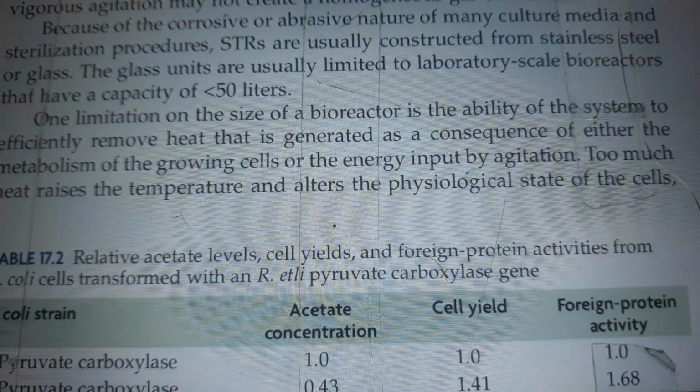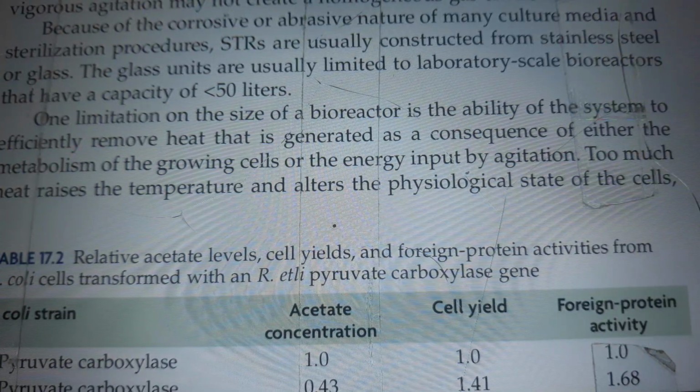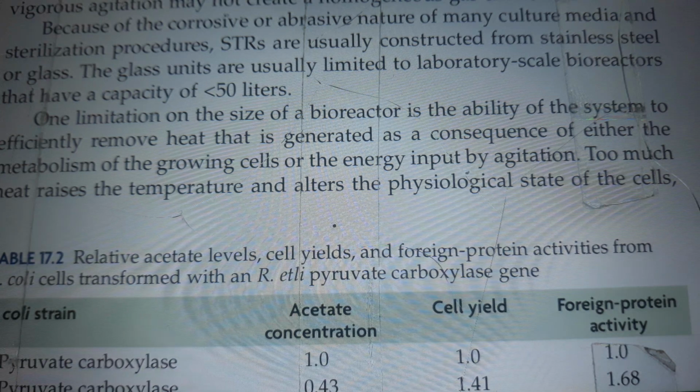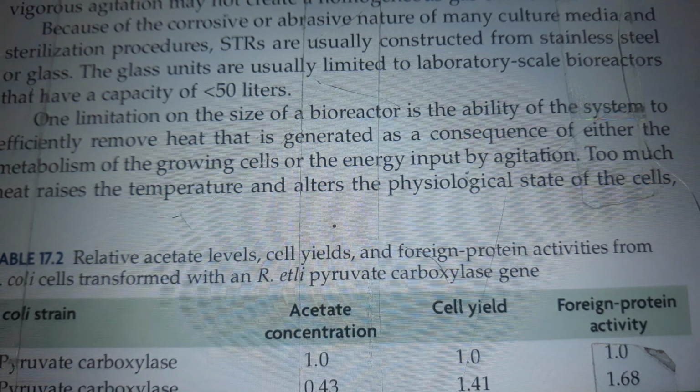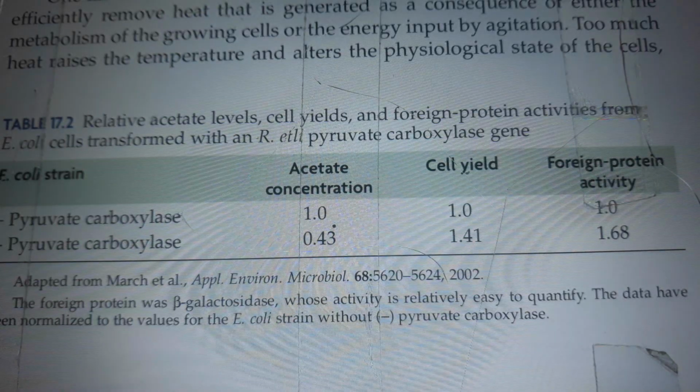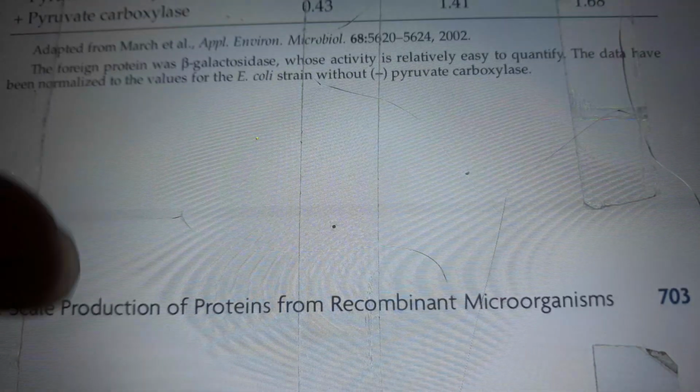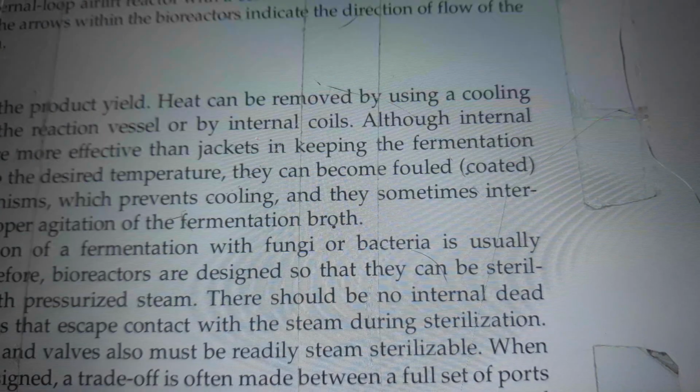Because of the corrosive or abrasive nature of many culture media and sterilization procedures, STRs are usually constructed from stainless steel or glass. The glass units are usually limited to laboratory scale bioreactors that have a capacity of less than 50 liters. One limitation on the size of a bioreactor is the ability of the system to efficiently remove heat that is generated as a consequence of either the metabolism of the growing cells or the energy input by agitation. Too much heat raises the temperature and alters the physiological state of the cells and decreases the product yield.